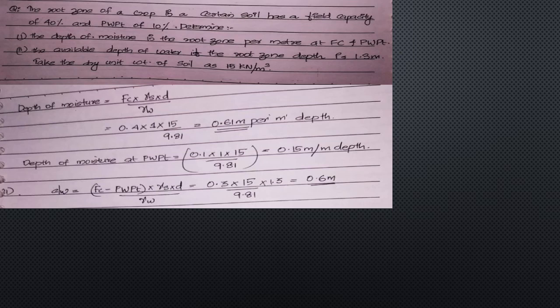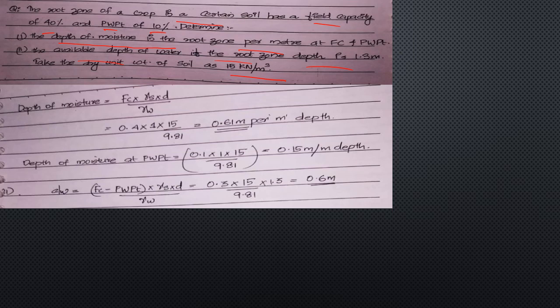The root zone of a crop in a certain soil has a field capacity of 40% and permanent wilting point of 10%. We have to determine the depth of moisture in the root zone per meter at FC and PWP, and the available depth of water if the root zone depth is 1.3 meter. The dry unit weight of soil is given as 15 kilonewton per meter cube.